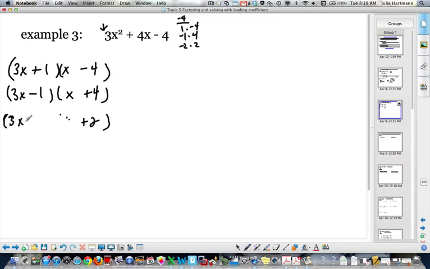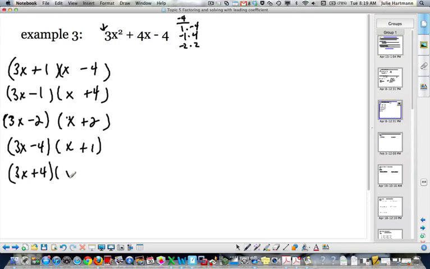So that was 3x, what did I say? Minus 2, x plus 2, because they could also go the other way. 3x with a 1 and negative 4, you could have minus 4 and plus 1. You could have plus 4 and minus 1. You could have 3x plus 2 and x minus 2. And then it would be figuring out what combination of that gave me a plus 4 in the middle.